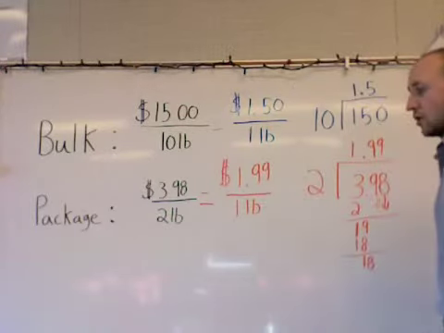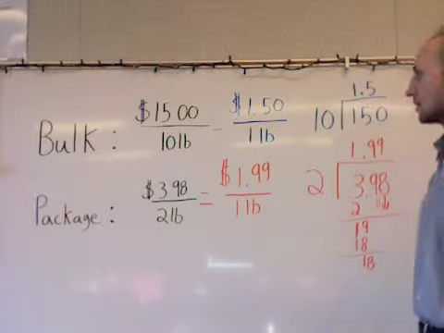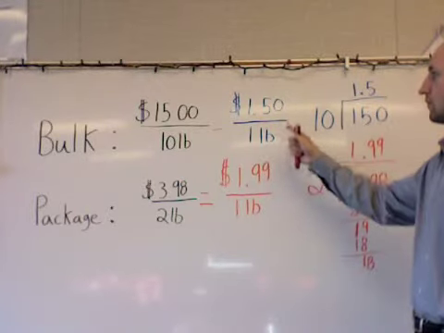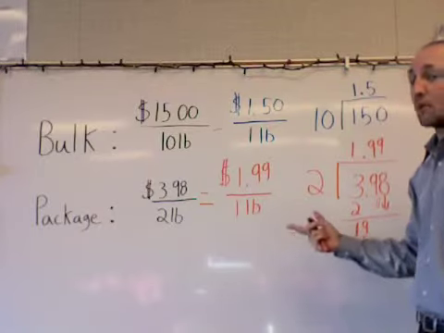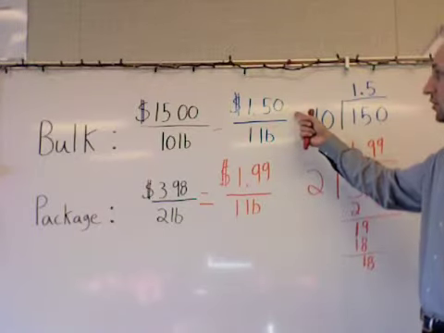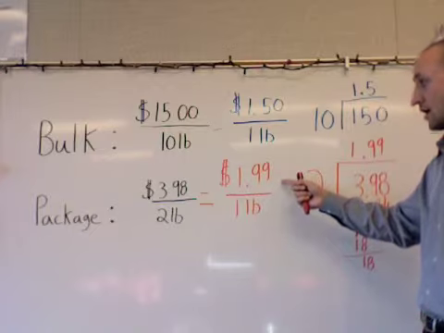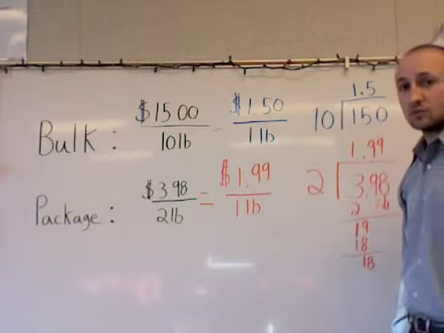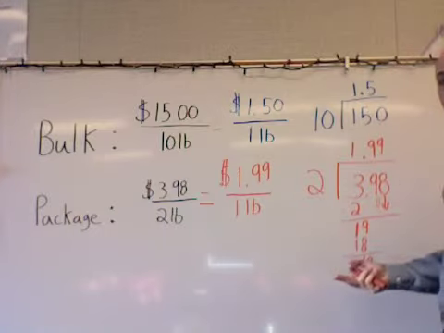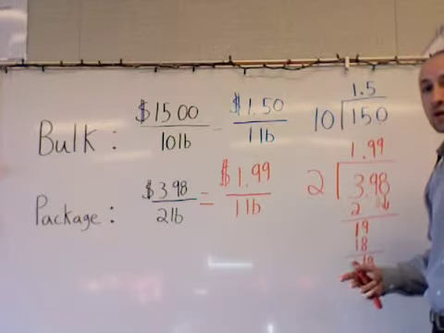And now I just want to compare the two. What's the better buy? If I buy in bulk, it's $1.50 per pound. If I buy a package, it's $1.99 per pound. I don't know about you, but I would rather pay $1.50 over $1.99. So I think that this is actually the better deal, buying in bulk. So this is how I can compare two rates to see which rate is a better deal.